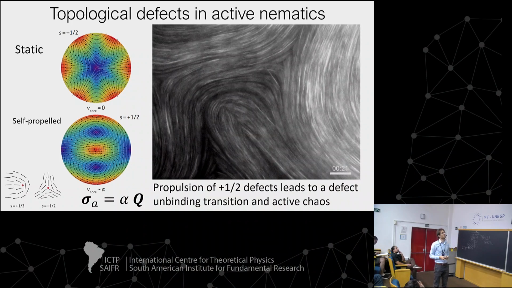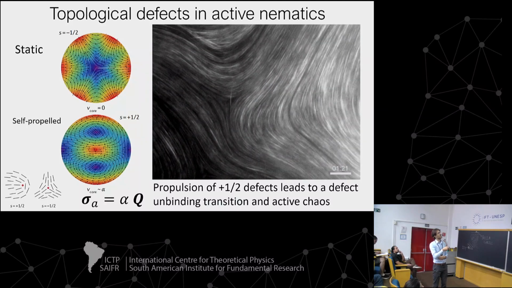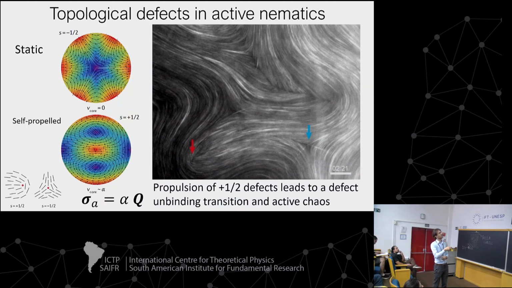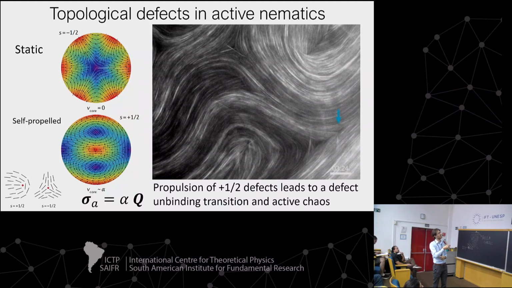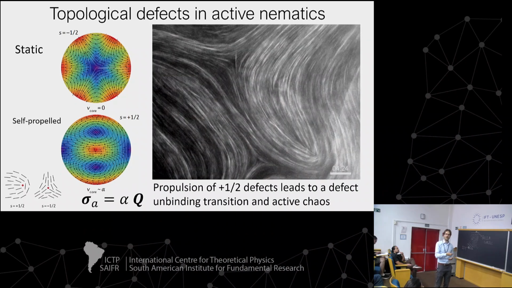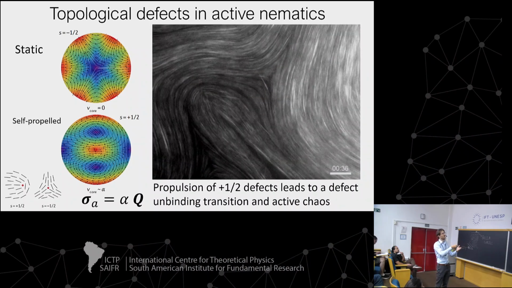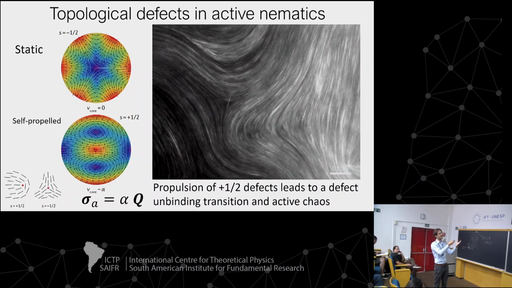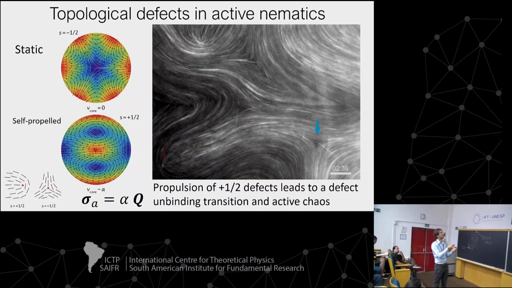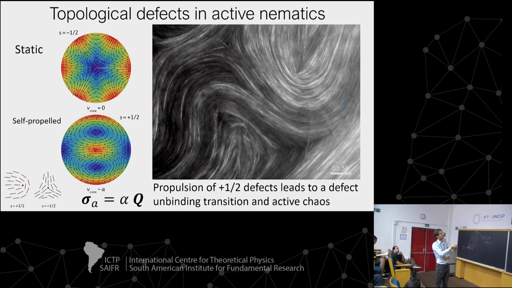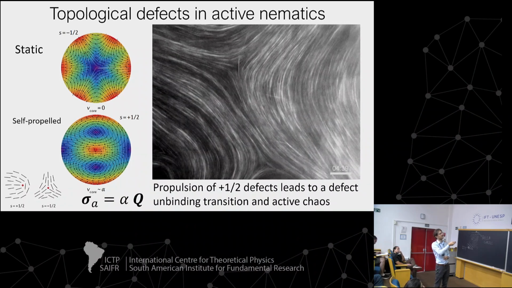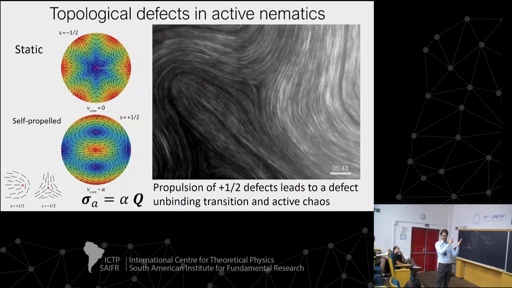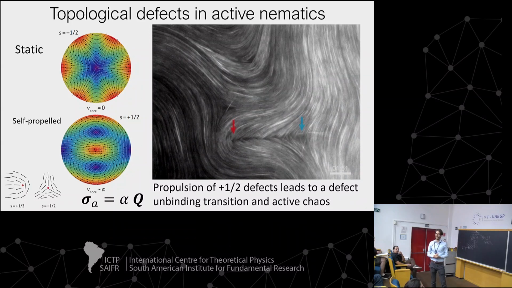But then also you can ask, how is that transition different? Because you have the self-propulsion of a plus half defect, and that turns out to be a really important question as well. There's a sort of modification of the KT transition that involves essentially the ratio of this activity to the diffusion of this defect as well.